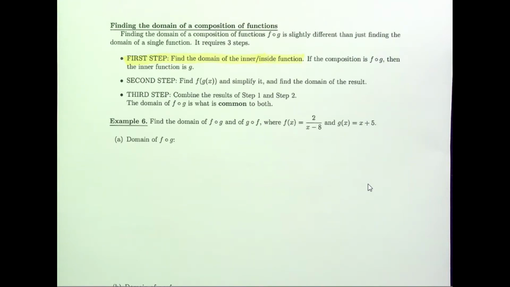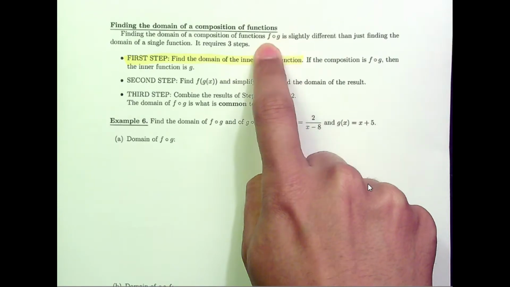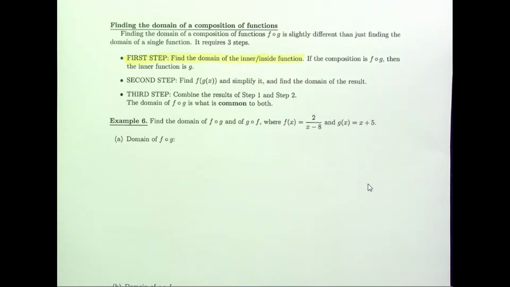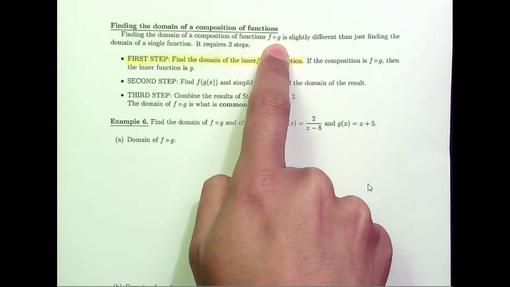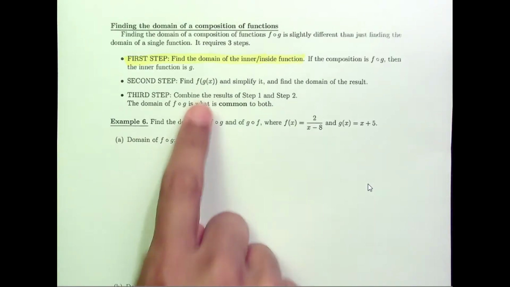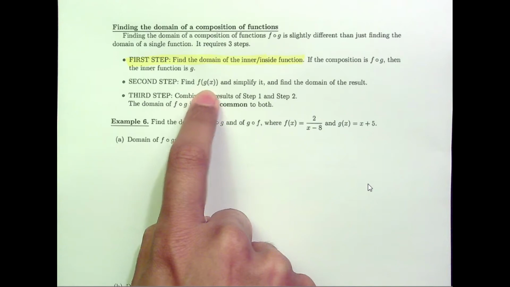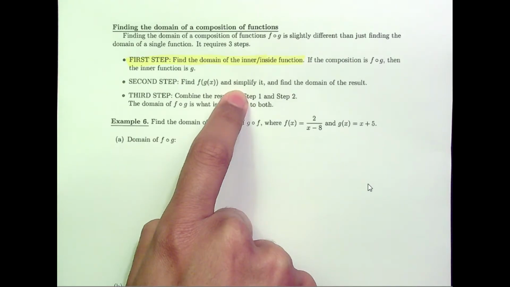It's sometimes called that. The inner function is the one that is further to the right. And then the one to the left, we call it the outer function. So if your composition is F composed with G, then the inner function is G. Okay? So you're going to find the domain of the inner function by going through the bullet points. And then you're going to find this composition and you're going to simplify it. You're going to actually do the calculation of doing the composition and simplifying it, and then you're going to find the domain of the result.